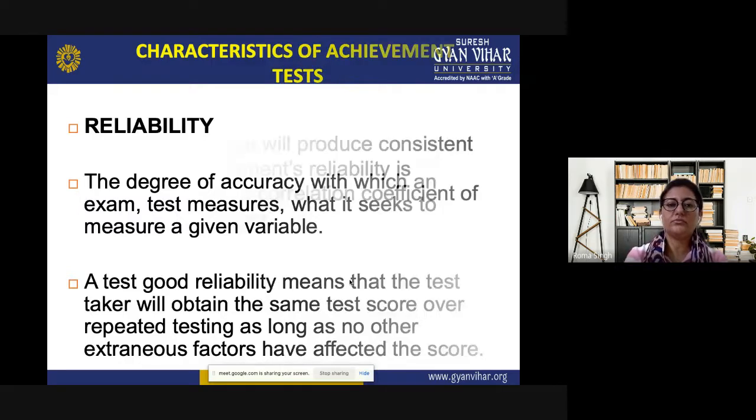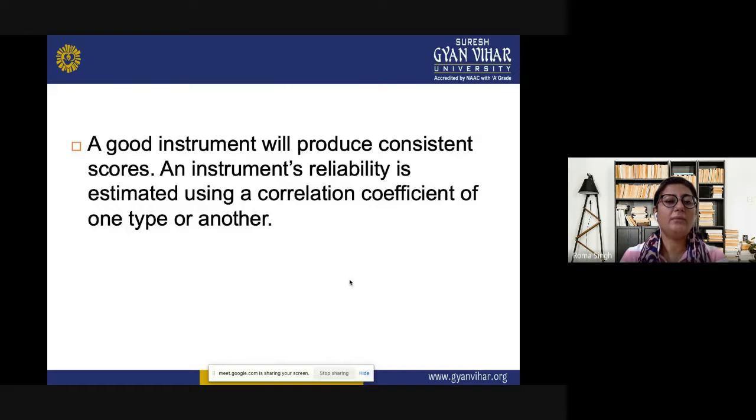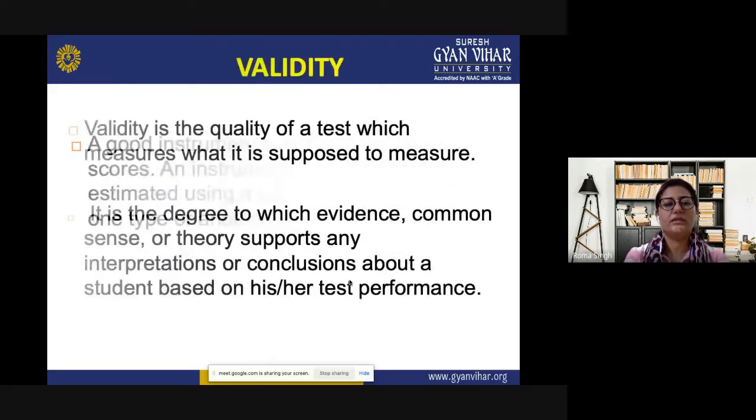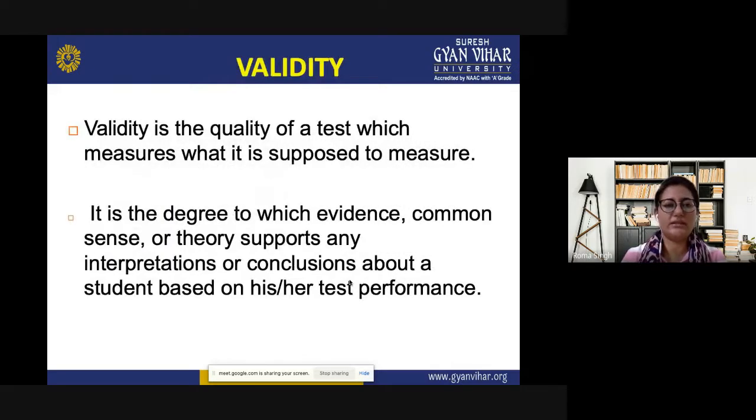Otherwise, there will be lack of reliability in that test. So for checking reliability, a good instrument will produce consistent scores. So an instrument's reliability is estimated using a correlation coefficient of one type or another. So we need to find out the correlation between the two tests which we have administered. And on the basis of that only, we will be able to announce whether this test is reliable or not. Then the next characteristic is validity.